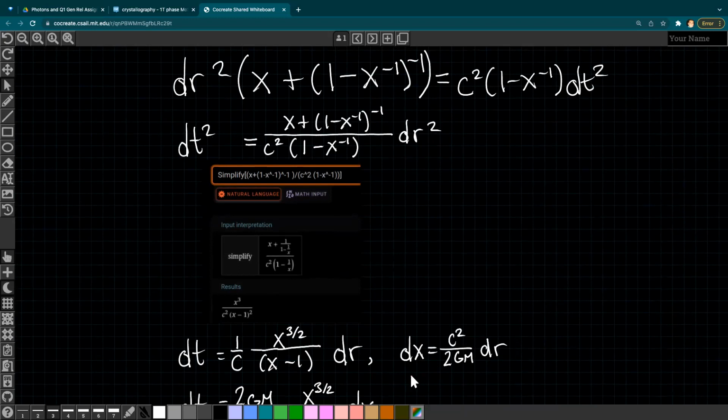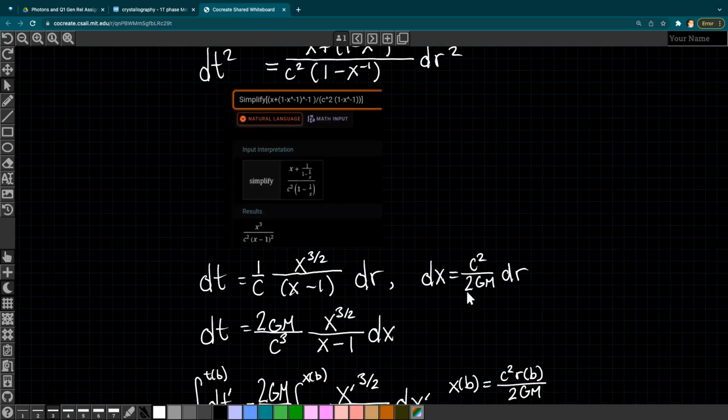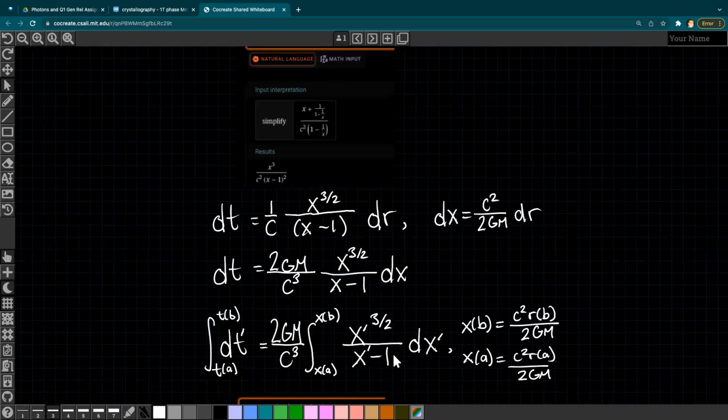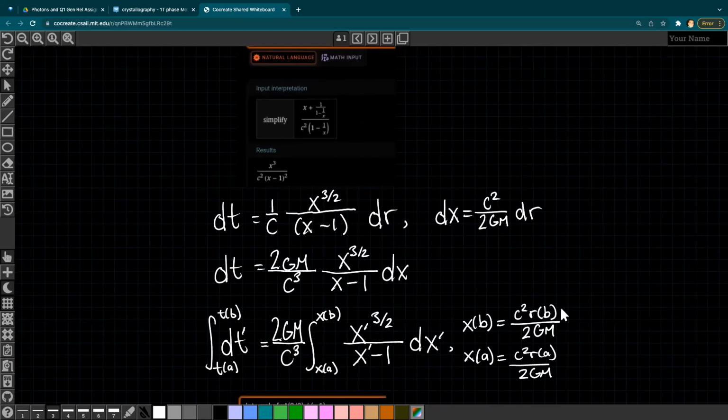And once again I've done a variable substitution, x equals that thing I wrote above. Because I did that, I also have to transform dr, the integration variable. With this transformation, dx equals c squared over 2GM dr, so I can rearrange this to substitute dr into dx. Then I can integrate with respect to x, where x of b is related to r of b according to the transformation of x in terms of r. So then I'm doing the integral of the left side from a to b and the integral of the right side from a to b.